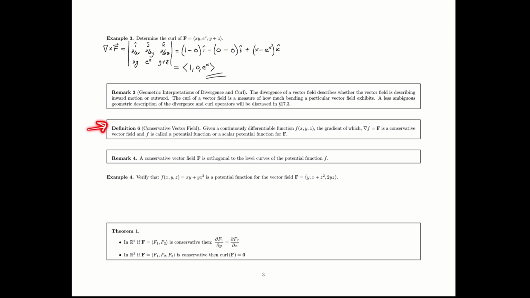Definition 6 of a conservative vector field. Effectively, a conservative vector field just means that the vector field capital F is the gradient of some scalar function. So in other words, it's the result of a derivative. It's the result of a gradient.